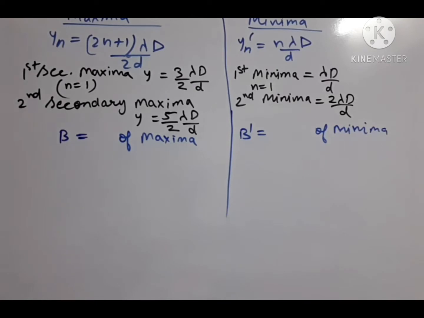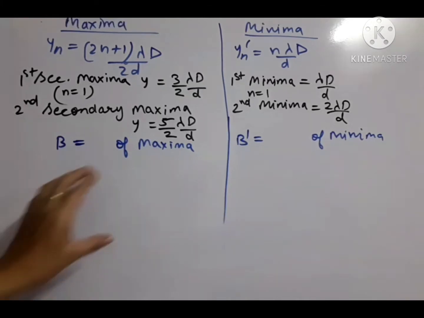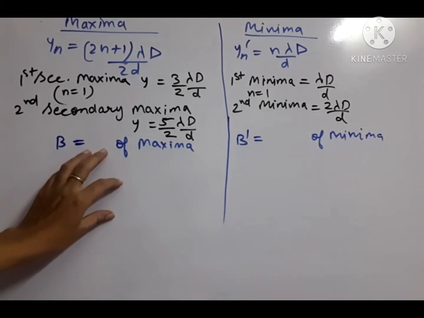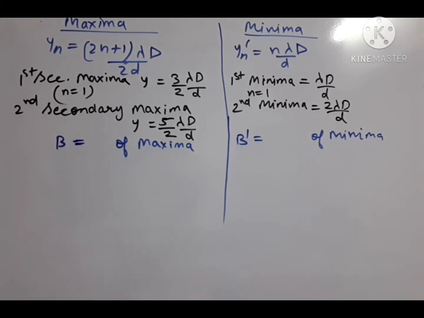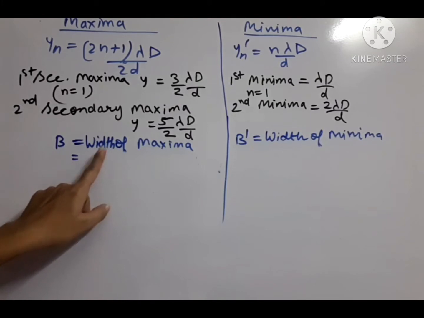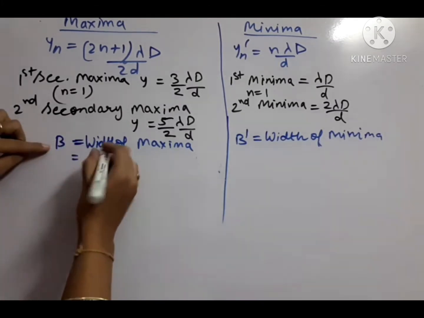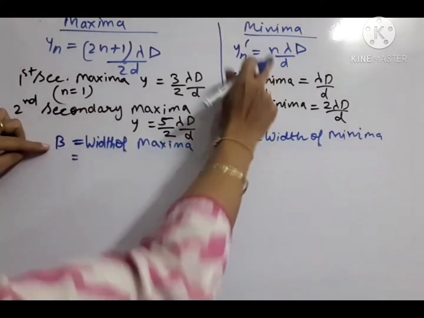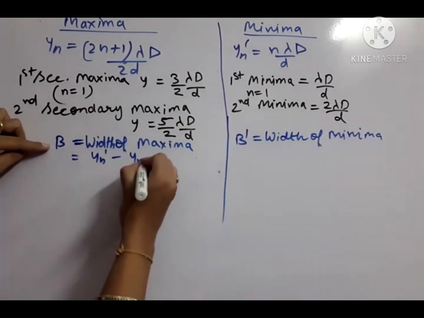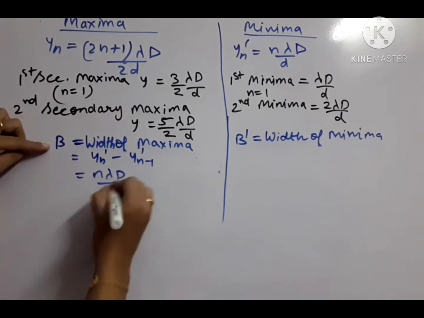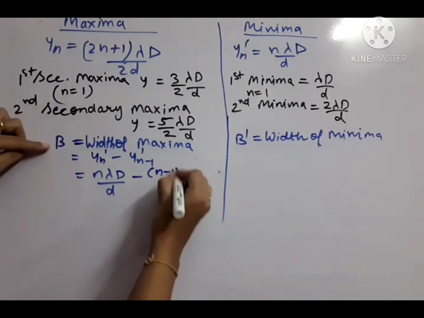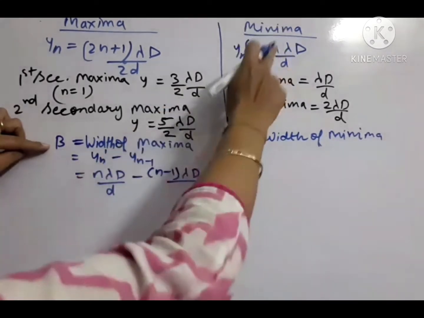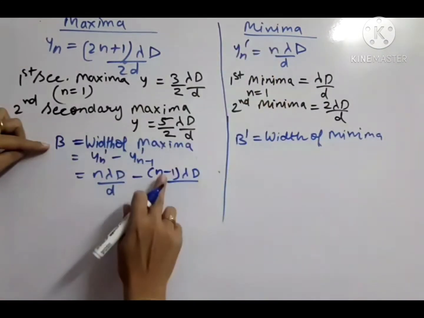Whatever conclusions we have already discussed in case of interference, the displacement of two consecutive minimas will give us the width of maxima. So if I need the width of maxima, I have to subtract the displacements of two minimas. Minima formula is here: yn dash and yn minus 1 dash, n lambda D by d. These are two consecutive fringes, their separation we are subtracting. So in this formula, firstly put n and next you put n minus 1.